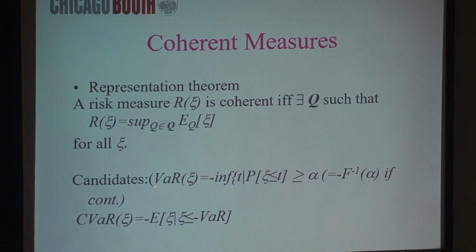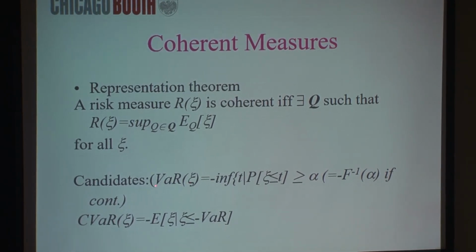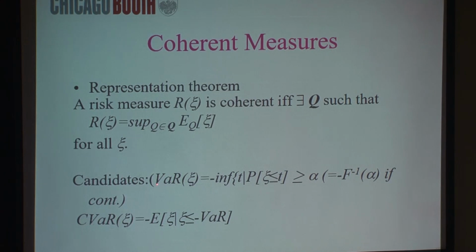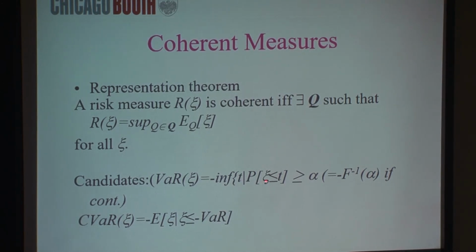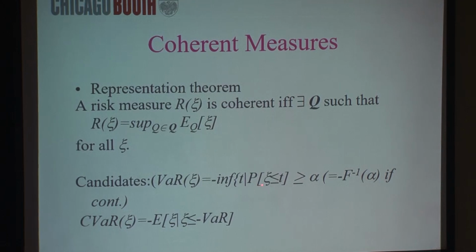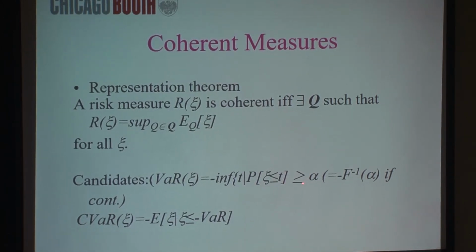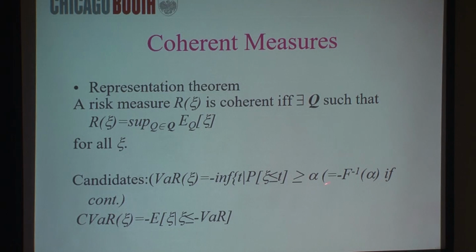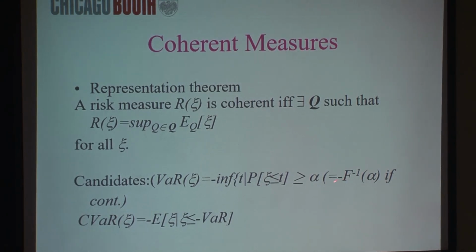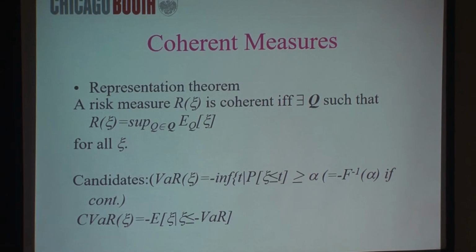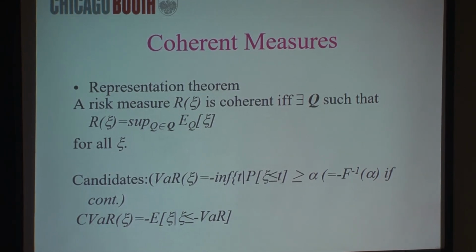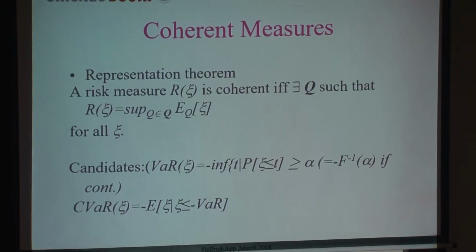Now, a couple of things. The risk measure that is often used is called value at risk, or VaR. And value at risk is defined this way. It's the negative of a value t such that the probability that your outcome is less than or equal to t is at least alpha. Or another way to look at it is it's the negative of the alpha quantile.